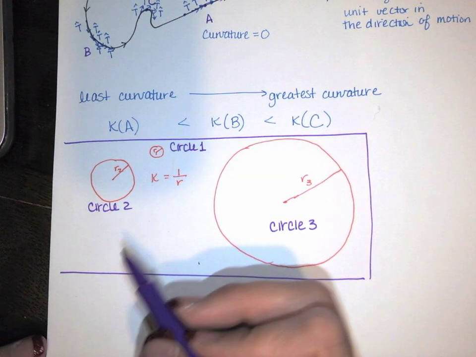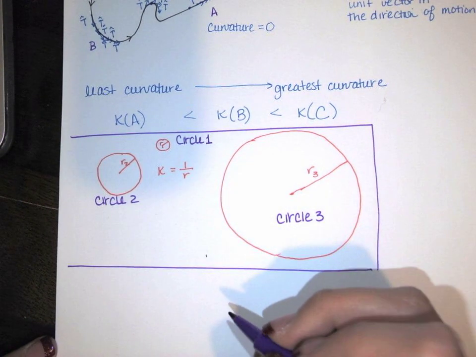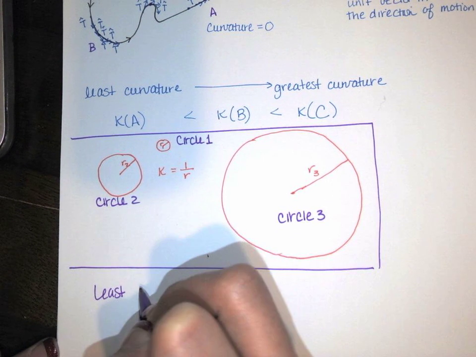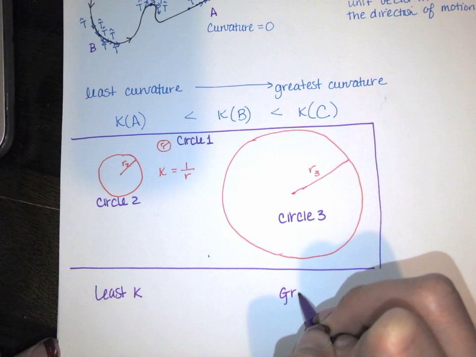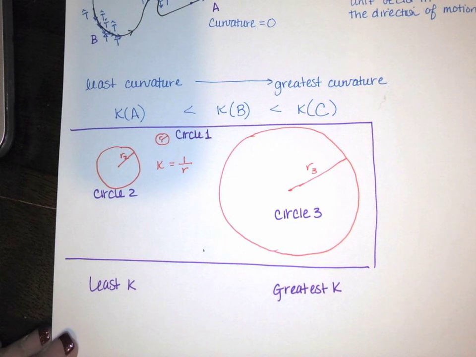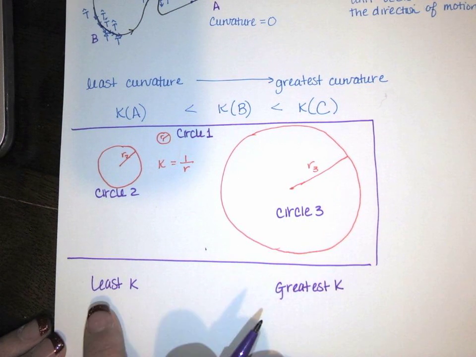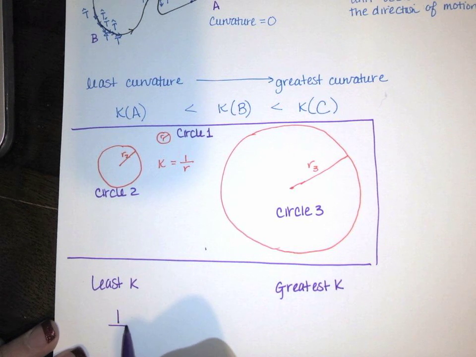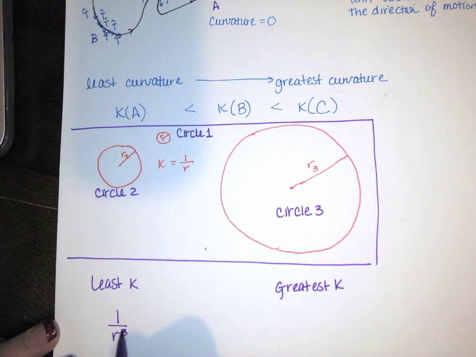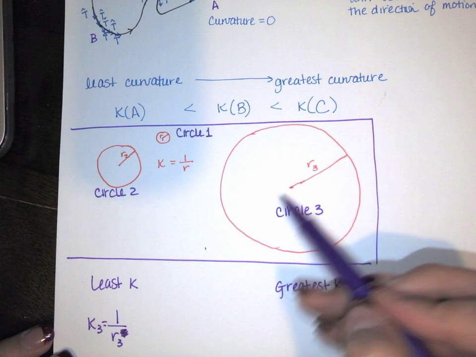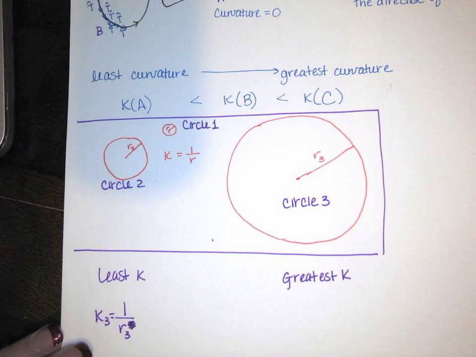And curvature is largest when the radius is smallest. So I'm going from least curvature to greatest curvature, and I'm classifying these 3 circles. The one with the largest radius has the smallest curvature. Oops, I wrote r cubed, it's r sub 3. The curvature for this circle number 3 is 1 over r3, and that radius is largest, so 1 over that is going to be smallest.